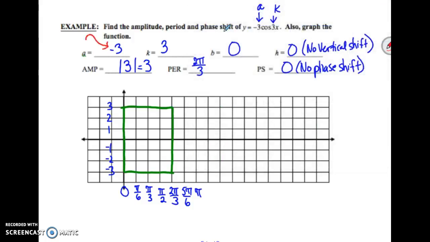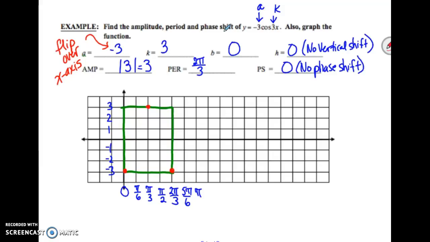Because a negative a value tells you that you are going to have a flip over your x-axis. So normally my cosine graph looks like a cup. This time it's going to look like an upside down cup. Okay, so everything's just going to be flipped over. So normally cosine is up at the top of my picture frame on the upper left and on the upper right. So now it's going to be at the bottom of my picture frame on the lower left and on the lower right, and it's going to be up at the top right in the center.